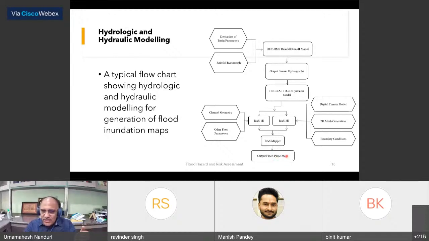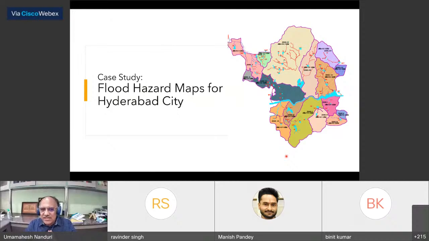So I'll just try to show this procedure through a case study that we have done for the city of Hyderabad. This is the city of Hyderabad, and these are the different zones into which Hyderabad city has been divided. This is the Musi River flowing through the city, and based on the drainage characteristics, it is divided into a number of zones by the Municipal Corporation of Hyderabad. So the study that we have taken up, what I'm going to show, is for this area.